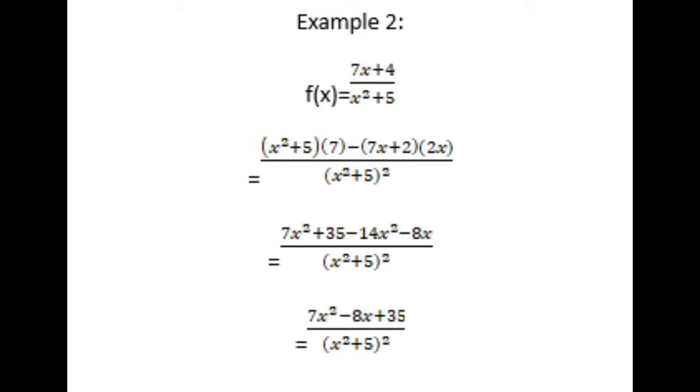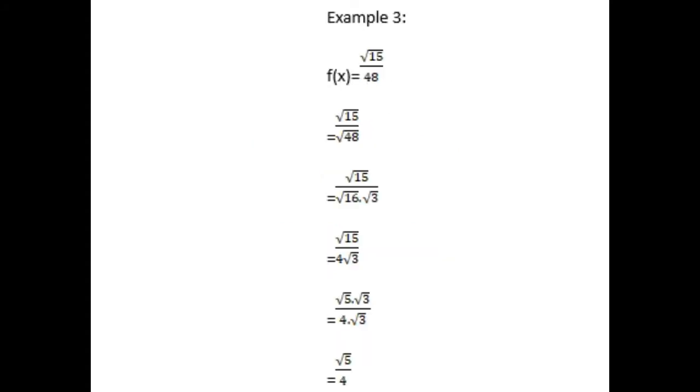Next, arrange: (7x squared minus 8x plus 35) over (x squared plus 5) squared, and that's the final answer.